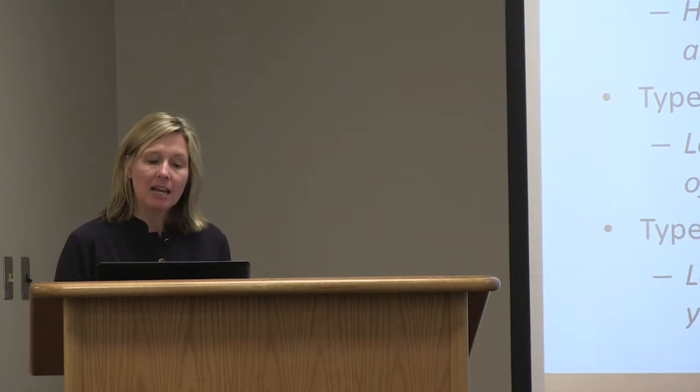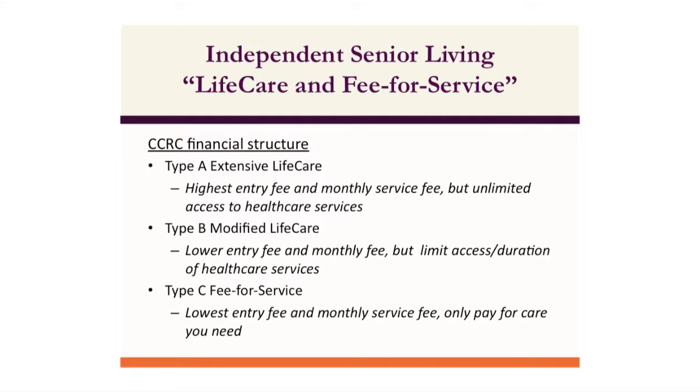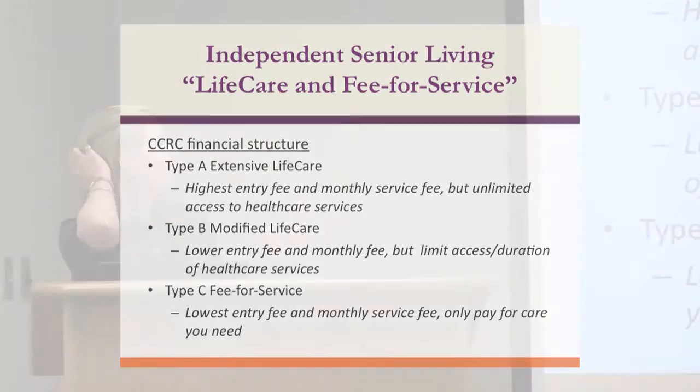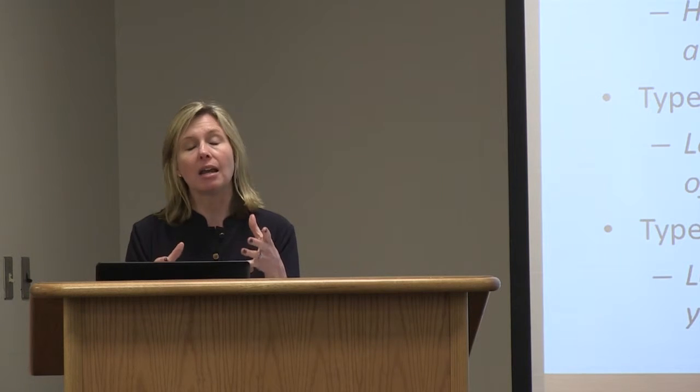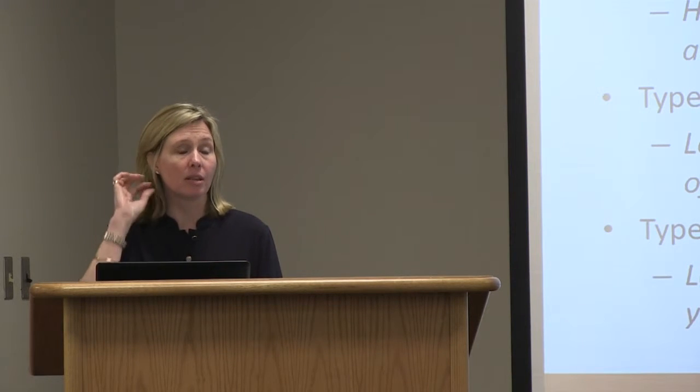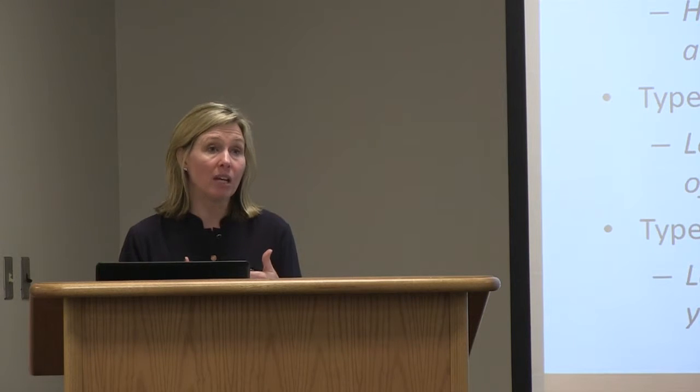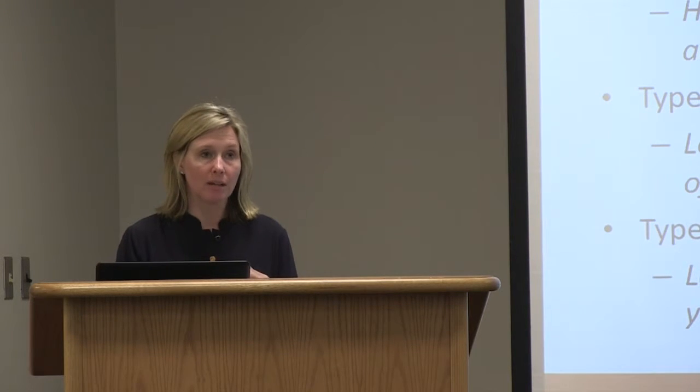A type A contract is an extensive life care contract. And what that means is, these are typical generalizations, so this is just a brief overview of the contract types, you may pay the highest entry fee and the highest monthly service fee, but unlimited access to healthcare services on that campus. So typically, you pay your entry fee, you're buying into the community, and you're paying what could be considered a high monthly fee. Your monthly fee stays the same regardless of where you live on that campus.